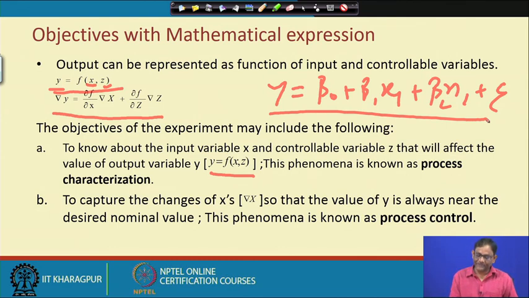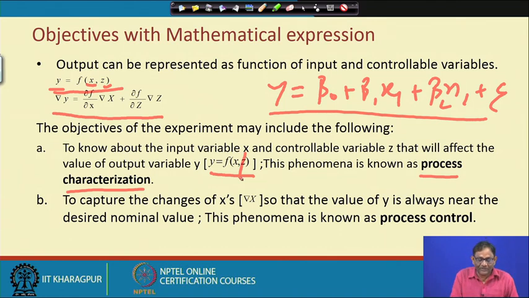But you want to know this, you want to establish this, and once you establish this, it is known as process characterization. So, what is process characterization? Process characterization is knowing the relationship between y, x and z, to know about the input variable x, controllable, and uncontrollable variable z, that will affect the output variable. So, y is a function of x and z. As I told you earlier, most of the time this z will not be included in the function.